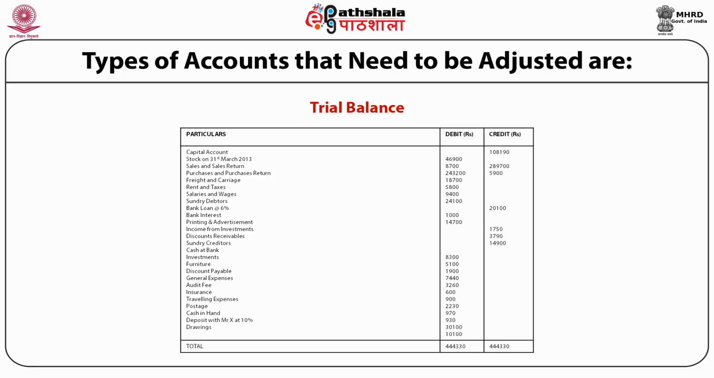discounts receivable, sundry creditors, cash at bank, investments, furniture, discount payable, journal expenses, audit fees, insurance, traveling expenses, postage, cash in hand, deposit with Mr. X at 10%, and drawings are the items which are given in this trial balance, and with the help of these items we have to prepare the financial statements.